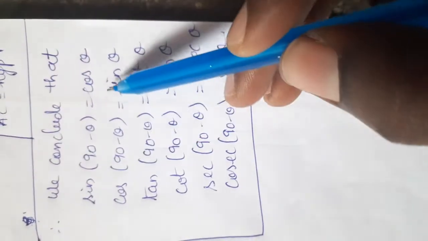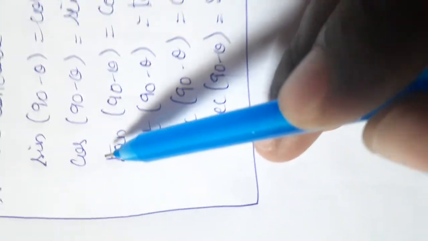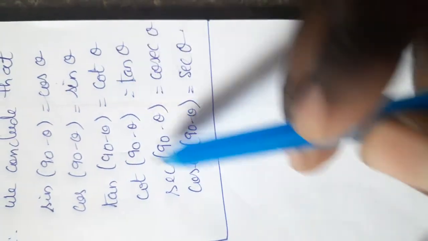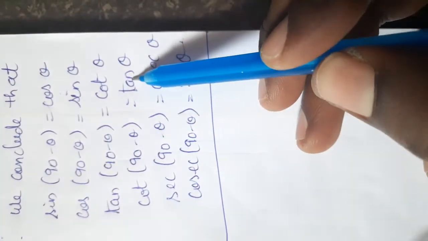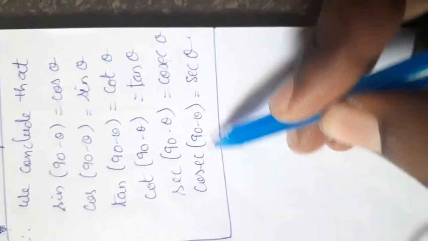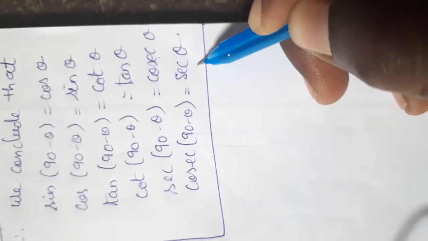Then what can you conclude? Sin 90 minus theta is cos theta, cos 90 minus theta is sin theta, tan 90 minus theta is cot theta, cot 90 minus theta is tan theta, secant 90 minus theta is cosecant theta, cosecant 90 minus theta is secant theta.